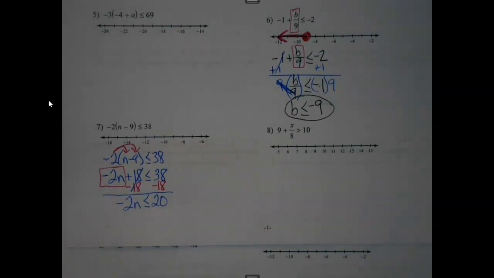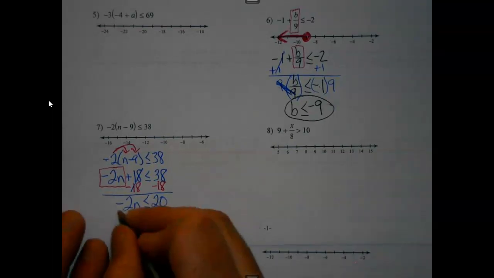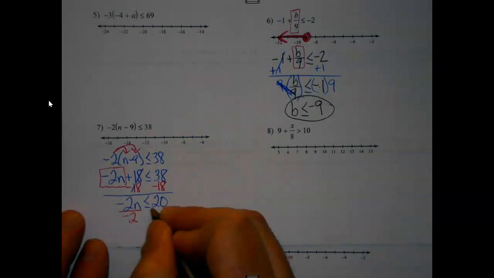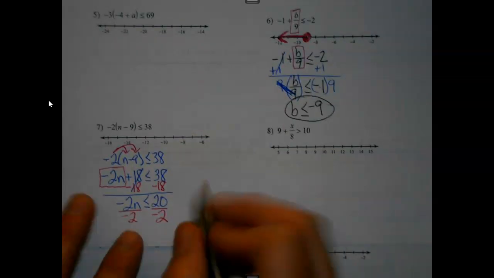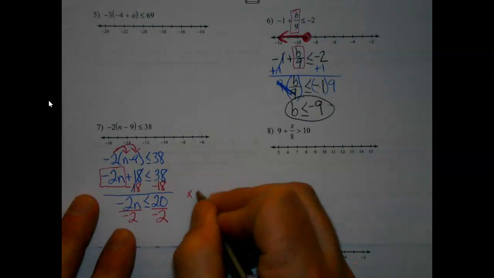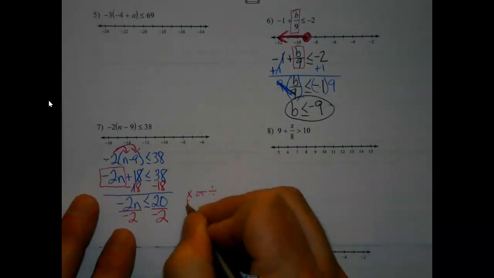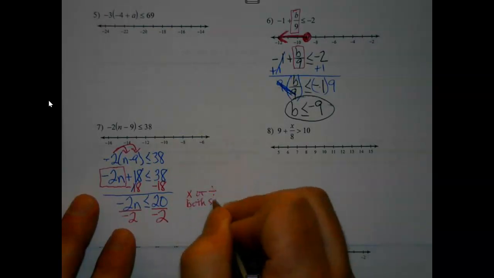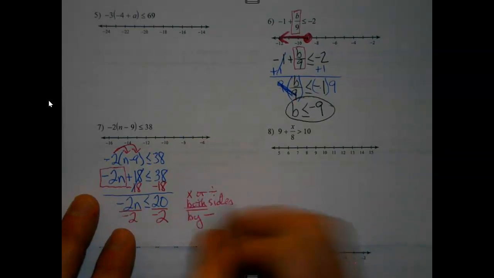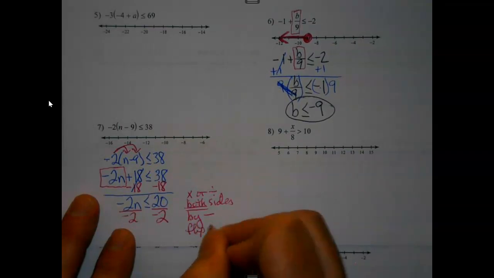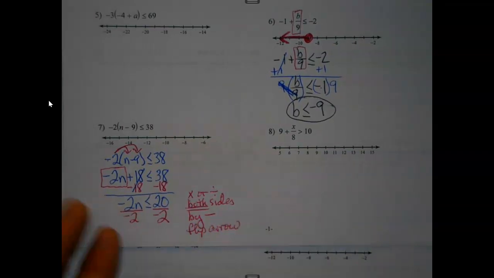So I get to this last step, and you're like, okay, this isn't really that abnormal from what we've been doing. But if, to solve my problem, at any time I have to multiply or divide both sides by a negative, we're going to flip the arrow.